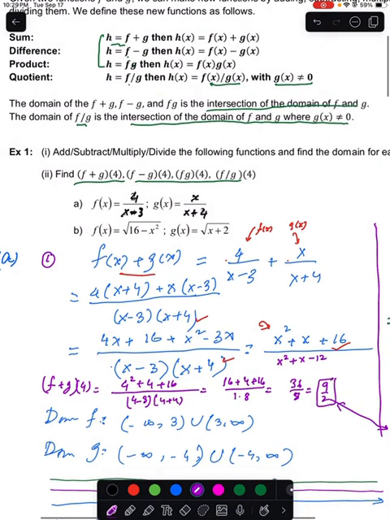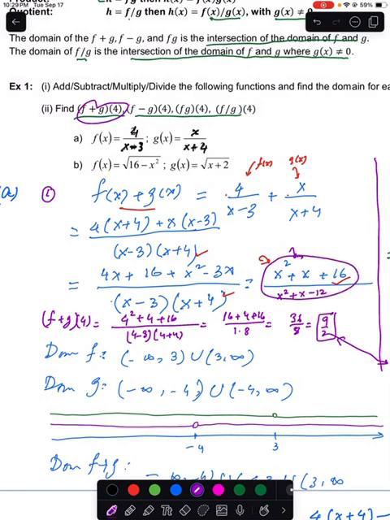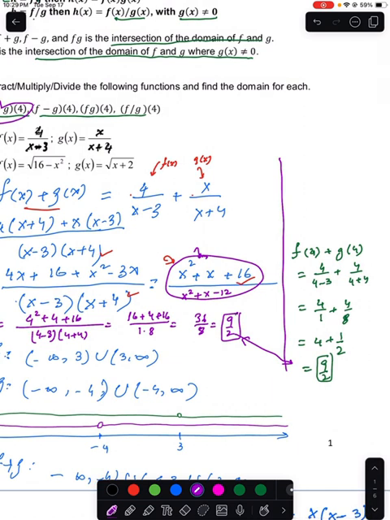Okay, so now I'm finding the value of f plus g, as we said in part 2 of this, at 4. So plug 4 into this function that we just found, and I get 9 over 2. Now note here, on the side I also did f of 4 plus g of 4, because that's what I wanted to show you, that f plus g of 4 is the same thing as f of 4 plus g of 4. So we get the same answer.